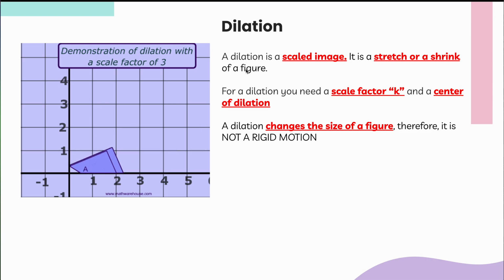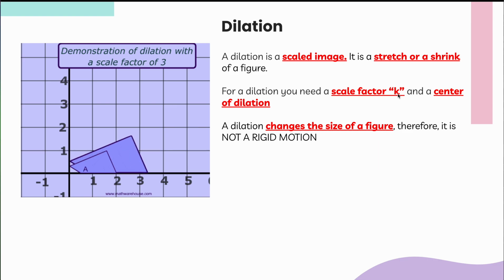But remember, we might have heard this term scale factor before. So for a dilation, we need a scale factor, which is usually denoted by the letter K, and we need a center of dilation. Similar to when we did rotations, we had a center of rotation, and that center of rotation didn't change. It's the same idea for our center of dilation. Our center of dilation is not going to be affected by the rule.